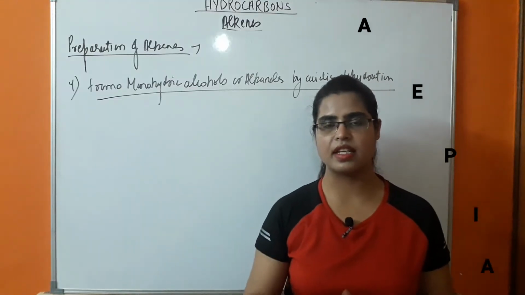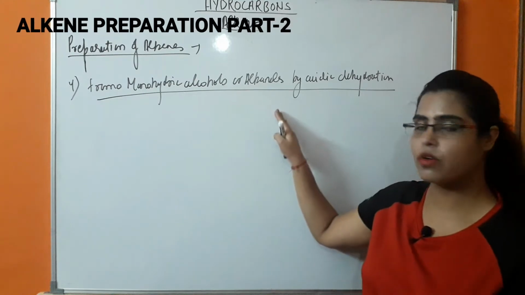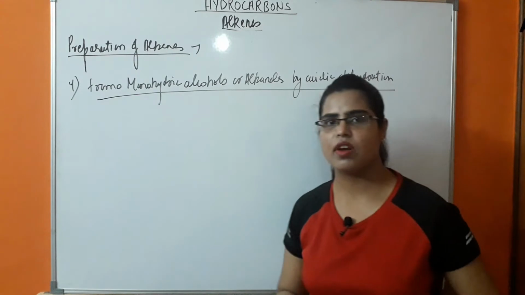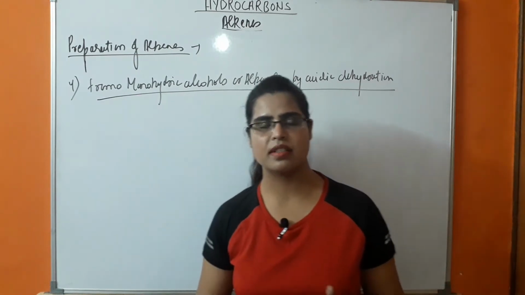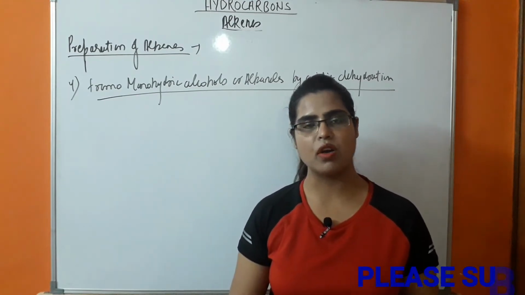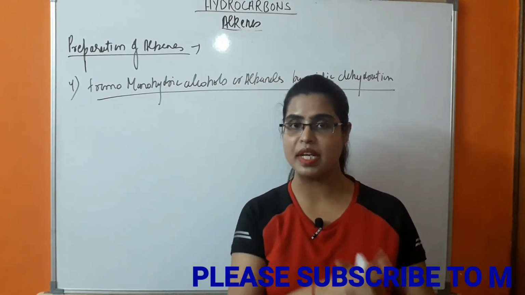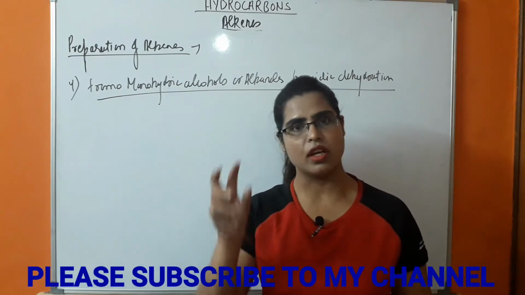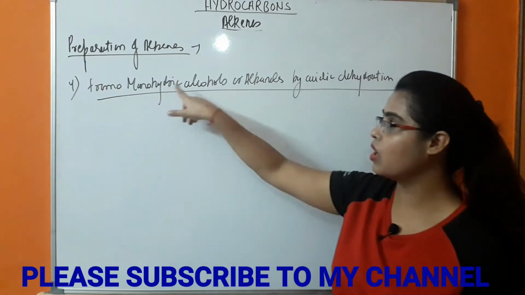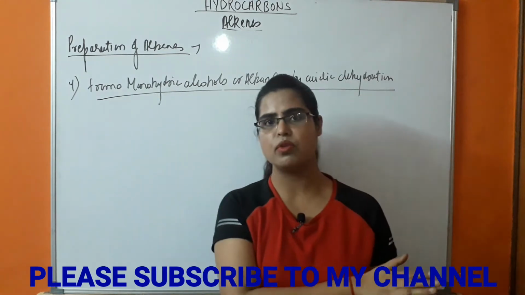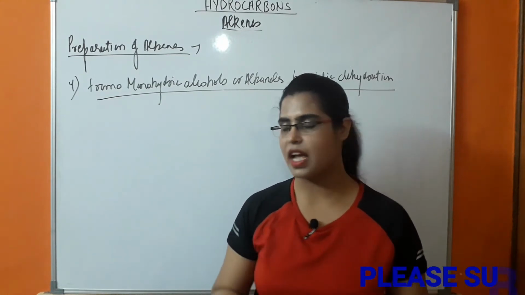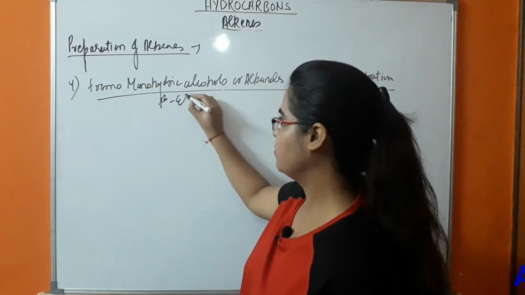The dehydration method of alkene is by using monohydric alcohols or alkanols by acidic dehydration. It means there will be removal of H2O in the presence of an acidic medium. In this also, there will be removal of hydrogen from the beta position. It means the OH group will be present at the alpha position of the carbon, that is the alcoholic group, and at the second, adjacent carbon, hydrogen will be removed. So this is also known as beta elimination.